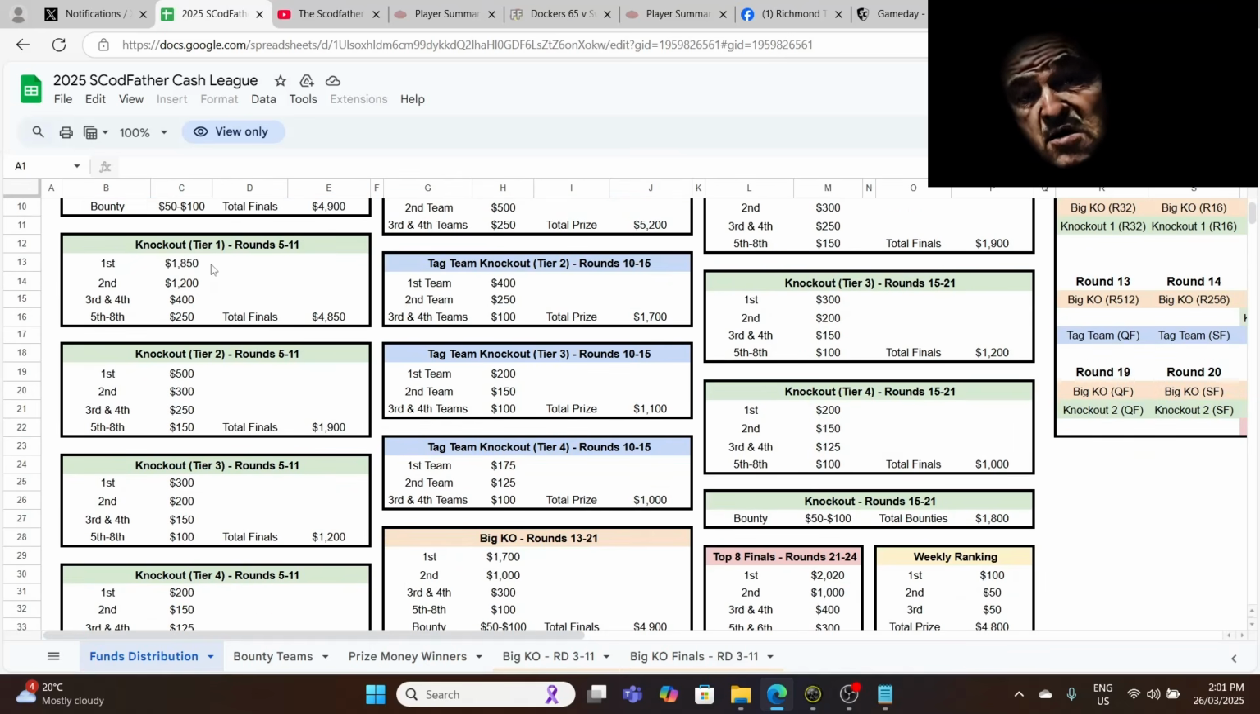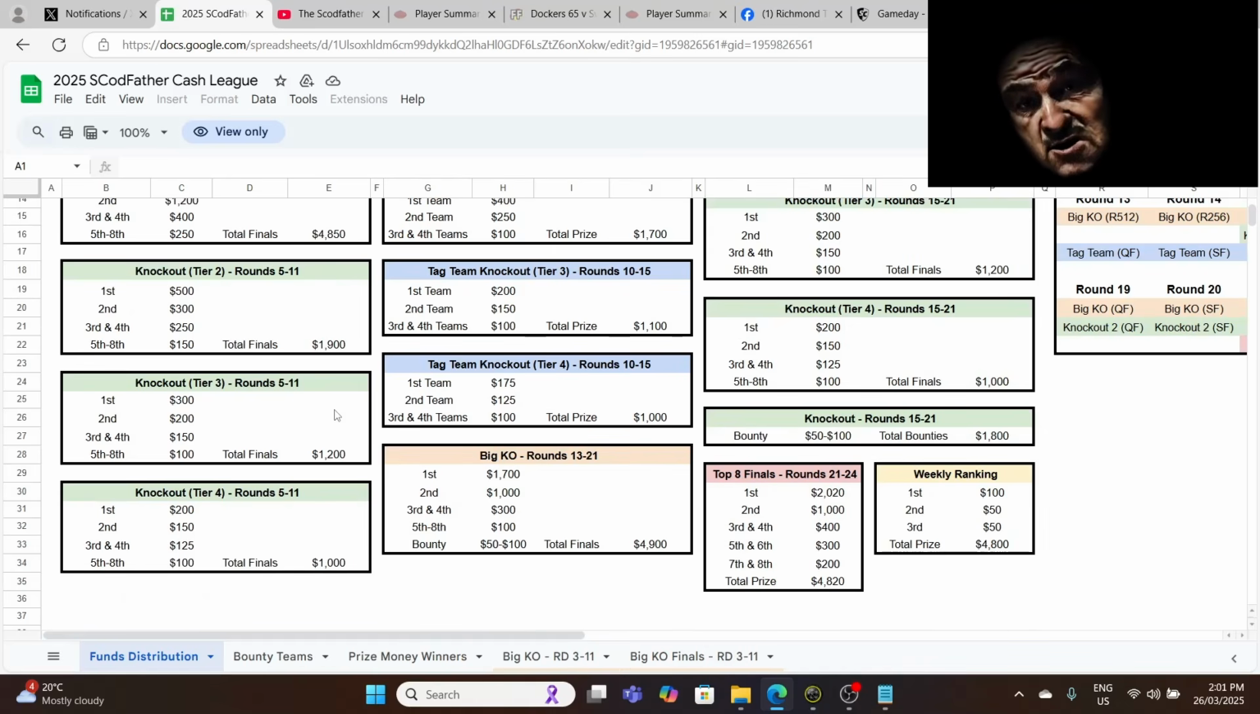So the knockout tournament starts in round 5. You want to be ranked in the top 128 exactly. If you're in the top 128, you have a chance to win the big prizes. However, if you're ranked 129 to 256, you go into tier 2, where your prize pool is 1900. And if you're ranked 257 to 384, you go into tier 3, where the prize pool is dropping a little bit, but we're still leaving a bit of prize pool there just to have fun, okay?